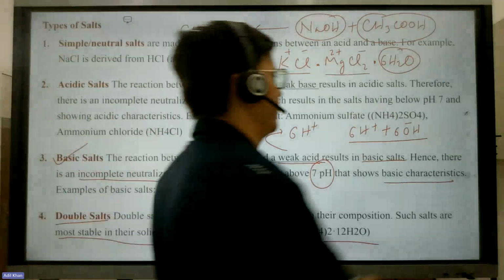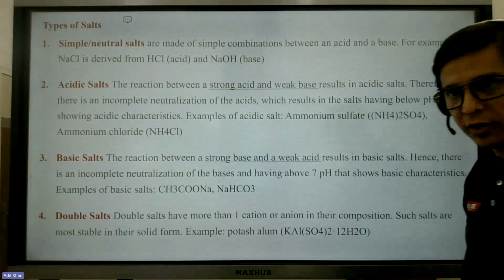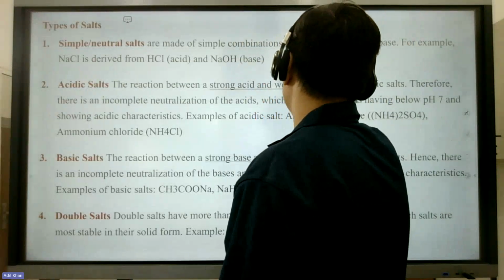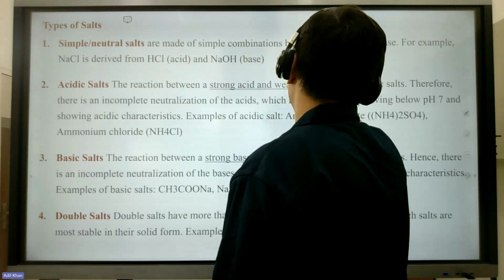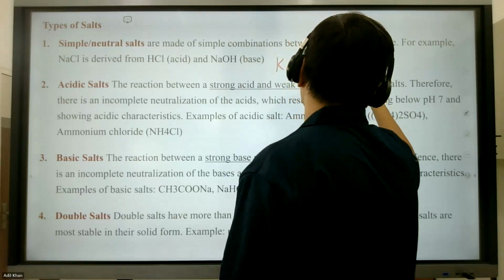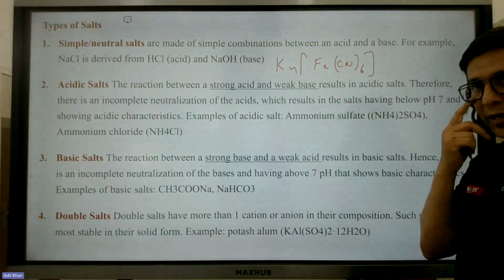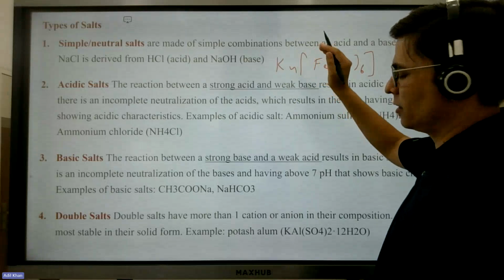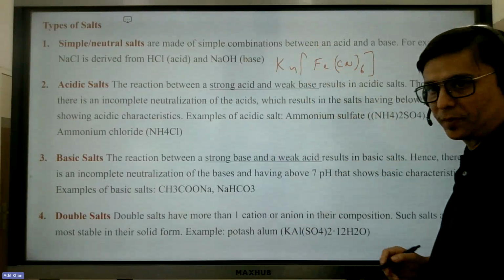There are a couple more types of salt. Let me give you one more example. It is known as complex salt or coordinate salt. So complex salts are like this, K4[Fe(CN)6]. In second year, there is a beautiful chapter known as coordination chemistry. You are going to study it there. So a complex salt or coordinate salt or coordinate compound is like this.